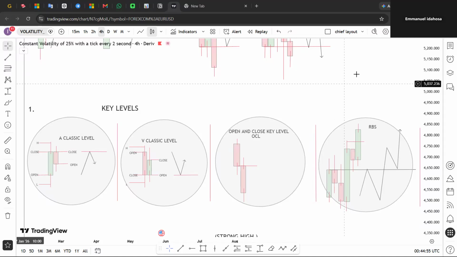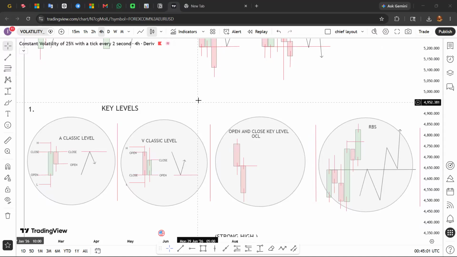All right, guys. This is Official Chief FX, and in today's class, we'll be talking about MSNR key levels and how to identify them in the market.